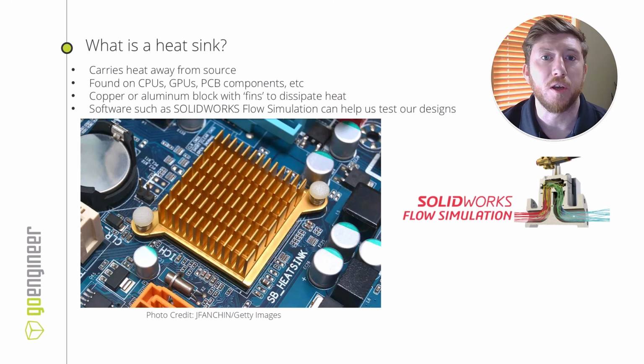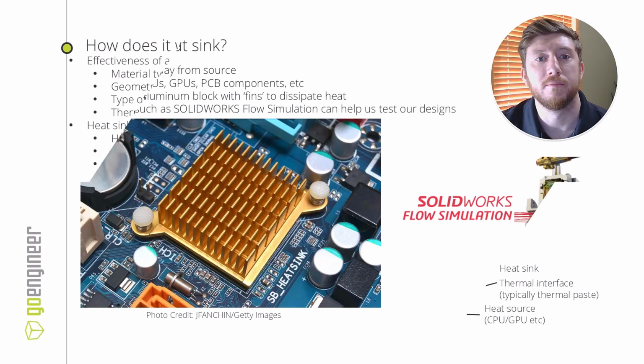With a proper heatsink, we can operate our CPU at a lower temperature for a given power output. Typical materials are copper or aluminum due to their high thermal conductivity. We can use simulation software such as SOLIDWORKS Flow Simulation to test and iterate our designs prior to manufacturing.